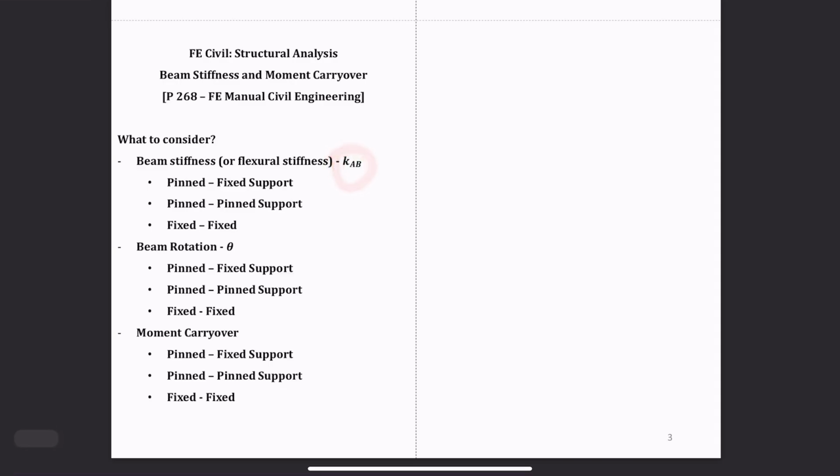The equation is given as KAB, and we are going to see it for a pin and fixed support, and then also the pin and pin support and fixed support. Which means that this is a pin and fixed support, and then this is a pin and pin support, and then we'll have fixed and fixed support. So these are the types of questions you can expect for beam stiffness. The formulation is already given in your FE manual.